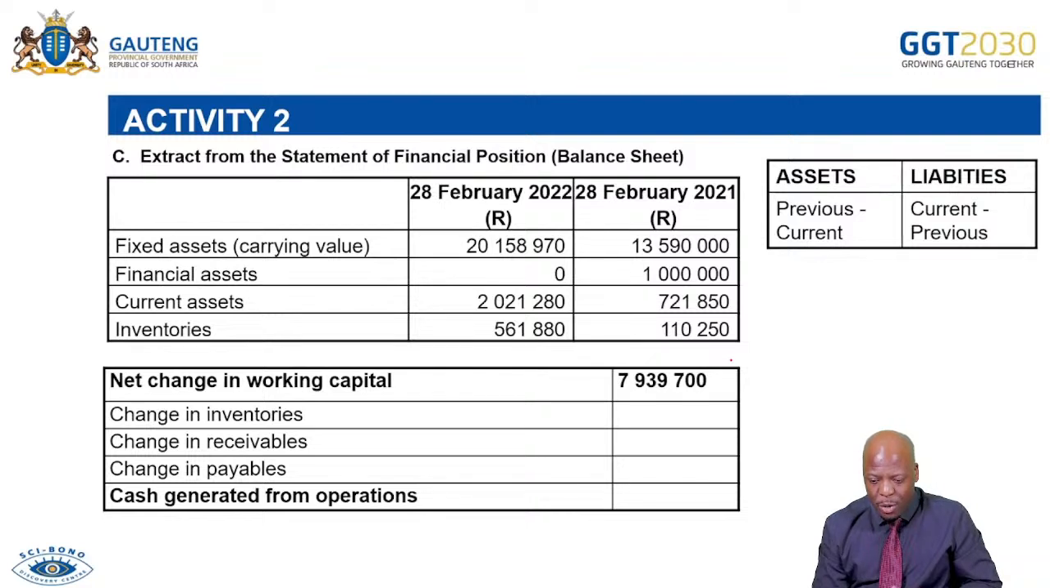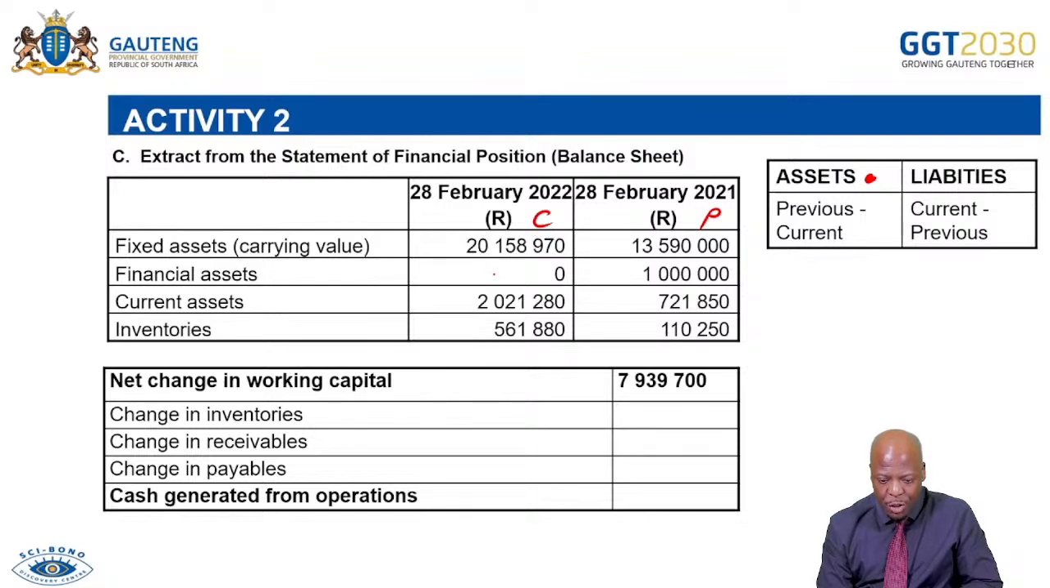Once it is an asset, we'll simply say the previous year, that is your 2021 previous year, minus your current year, that is 2022. And we trust in the calculator. Whatever the calculator gives us, if it's a positive, it's inflow. And if it's a negative, it's outflow. You still with me? Okay, let's see.